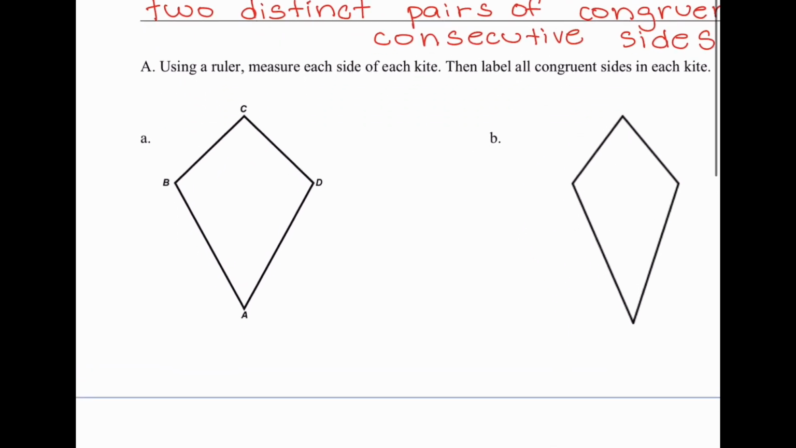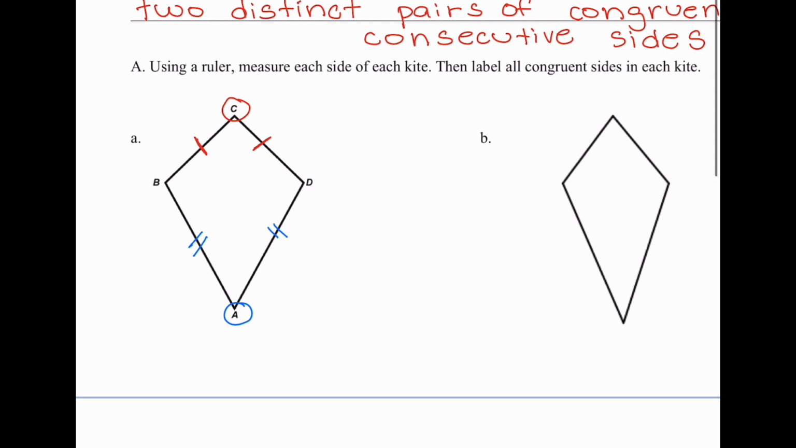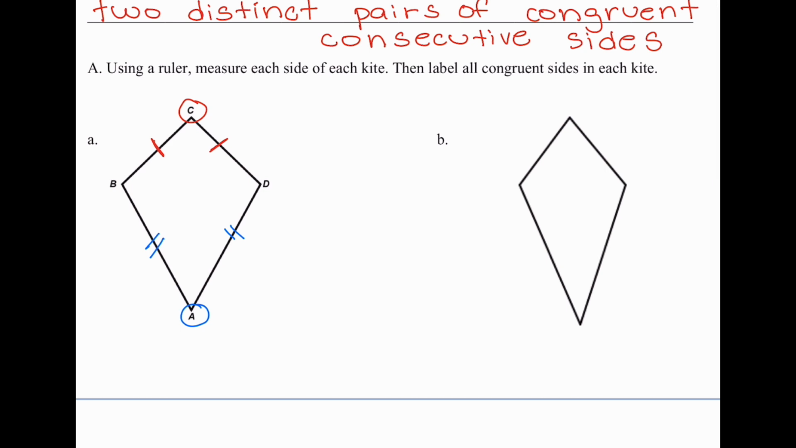If you look at the kite I have in part A, and if we used a ruler, you could see that side BC and side CD are the same length. They're congruent to one another, and they're consecutive sides because they share corner C. We can also see that side BA is the same length as side DA. Those two sides are congruent, and they're consecutive because they share vertex A. Similar to this kite, we can also see that these two sides will be the same length, and these two consecutive sides will be the same length.